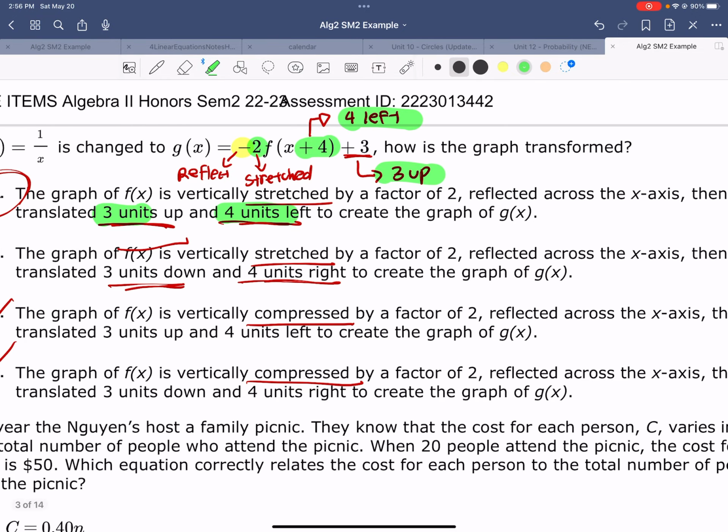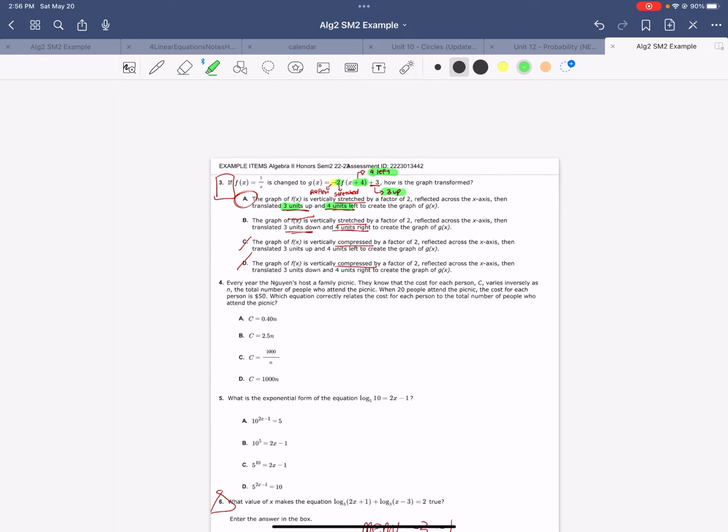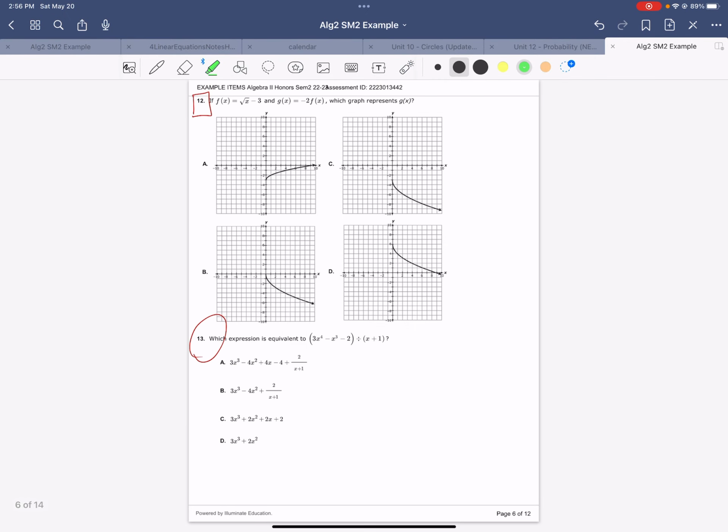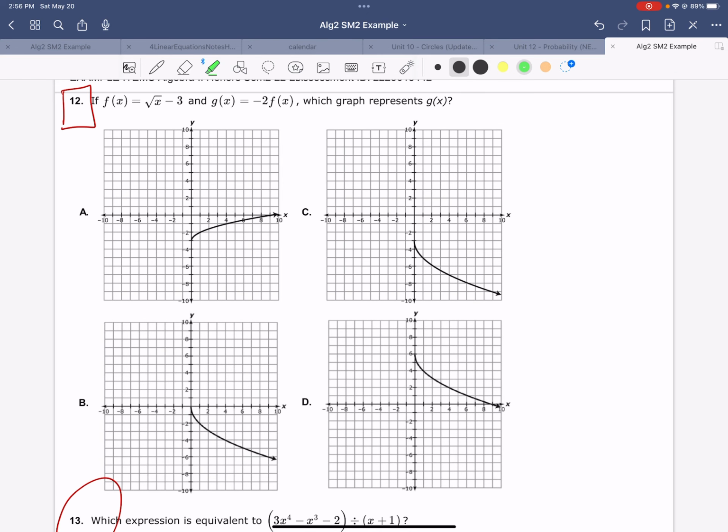If you don't get it, make sure you watch the video again, okay? Now let's go to the next graph transformation question. Here we go. Now, f of x is equal to this. So I'm going to write this one down here. f of x is equal to square root of x minus 3.